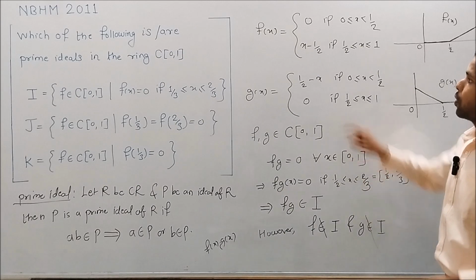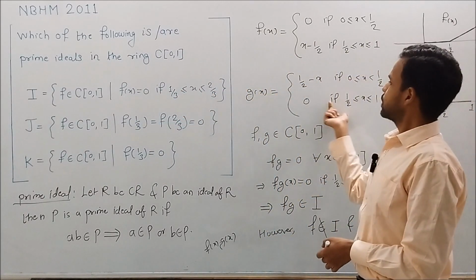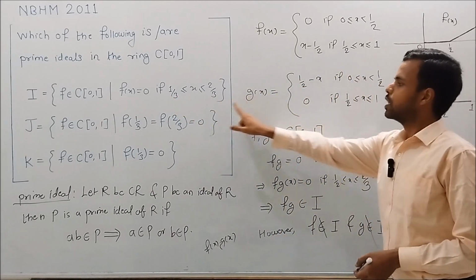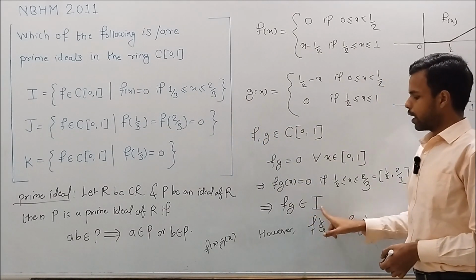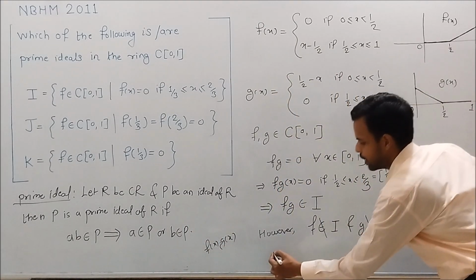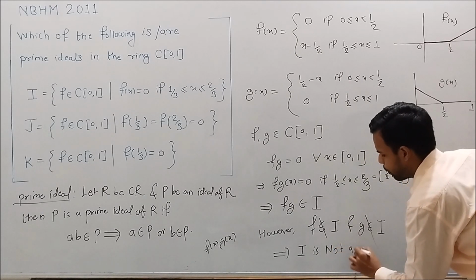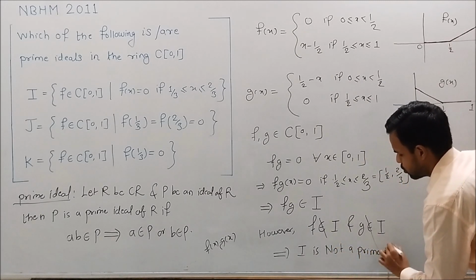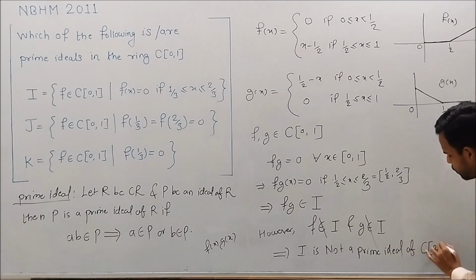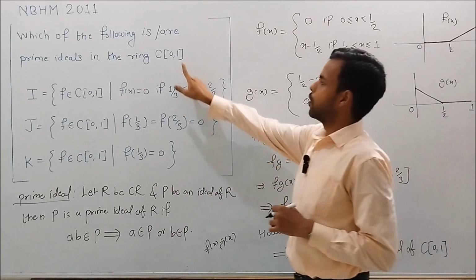Okay, because f(x) is not equal to 0 on this interval and g(x) is not equal to 0 on this interval. So f and g do not belong to I, but their product fg belongs to I. So by the definition of a prime ideal, we see that this implies I is not a prime ideal of C[0,1].